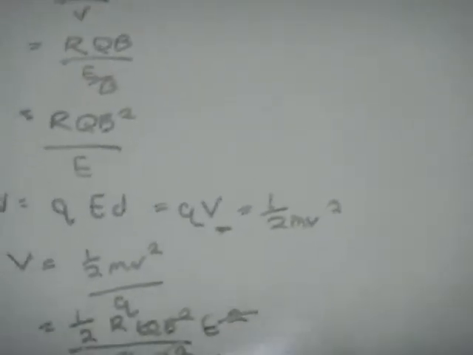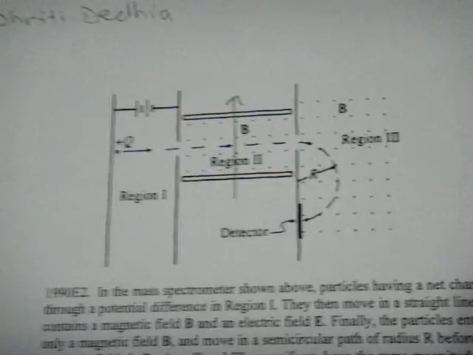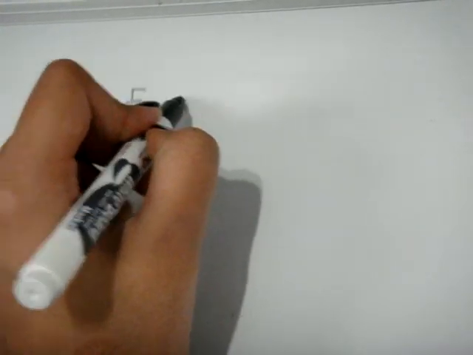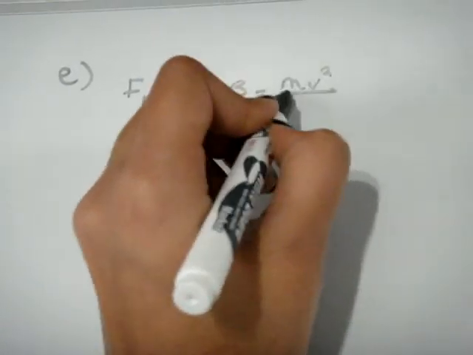Okay, moving along. Part E says, the acceleration a of the particles in region 3. Okay, so in region 3, as the question states, there's only a magnetic field. So, oh, sorry, hold on one second. Whoops. Okay, so in region 3, there's only a magnetic field. So if we were to do this, I'll do it over here, E. Again, we start off by stating that the force of the magnetic field, which is qvB, is our centripetal force, so m v squared over r.